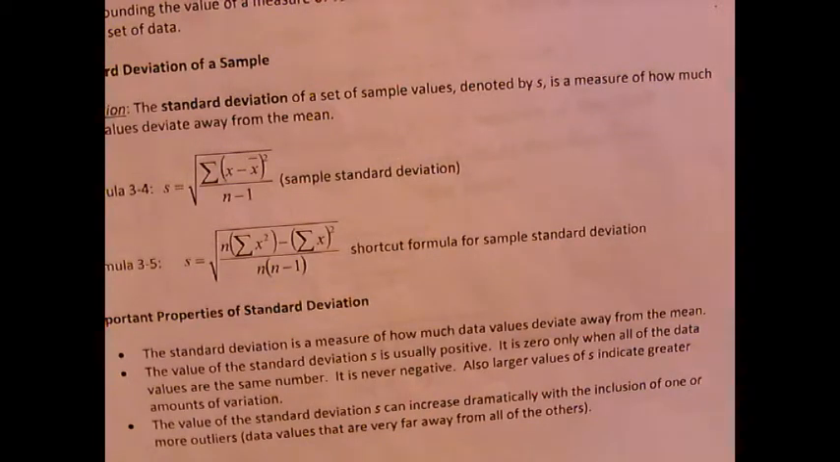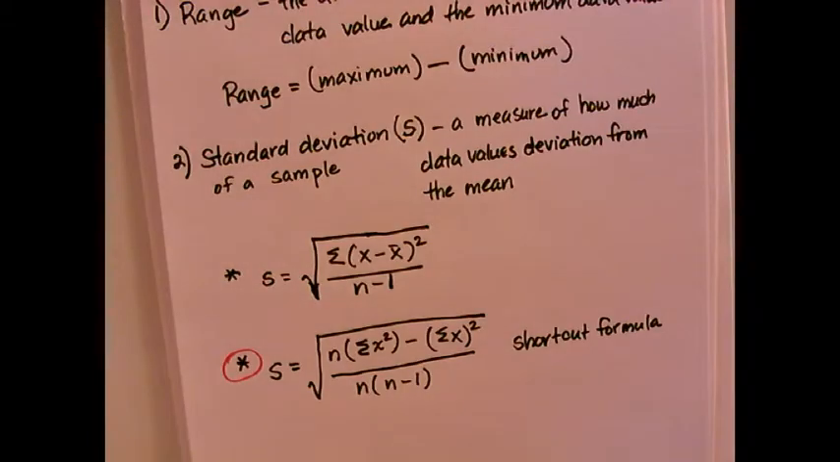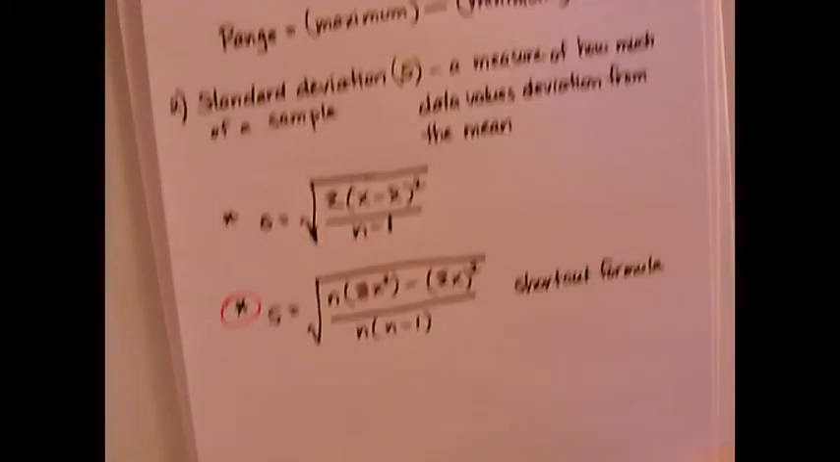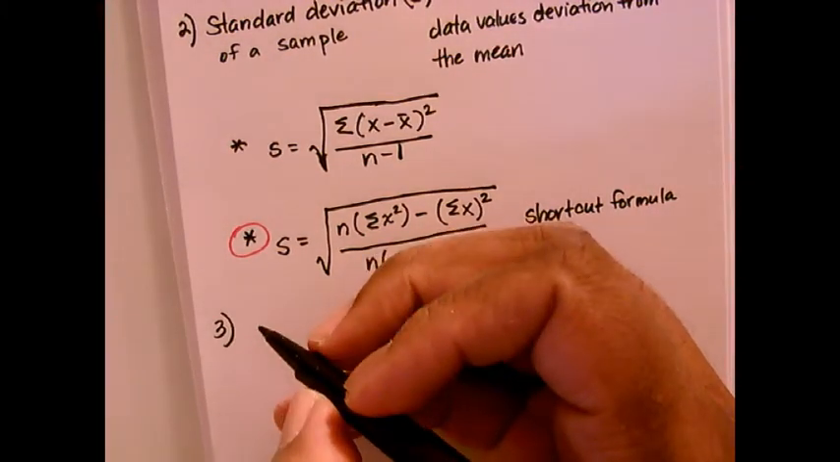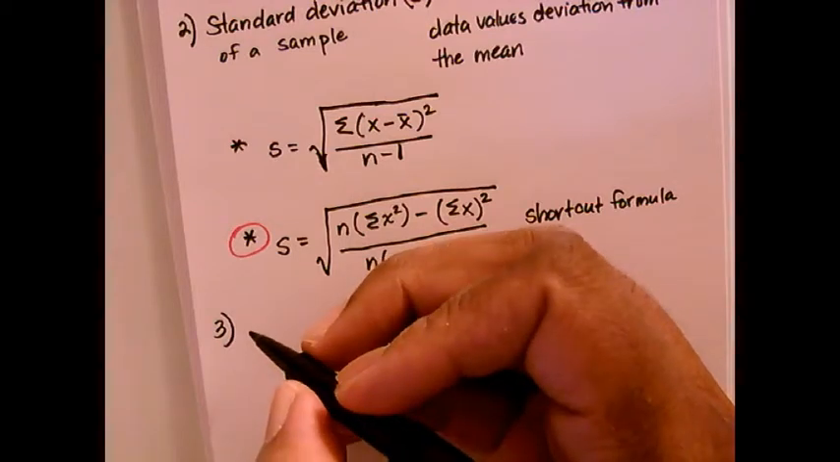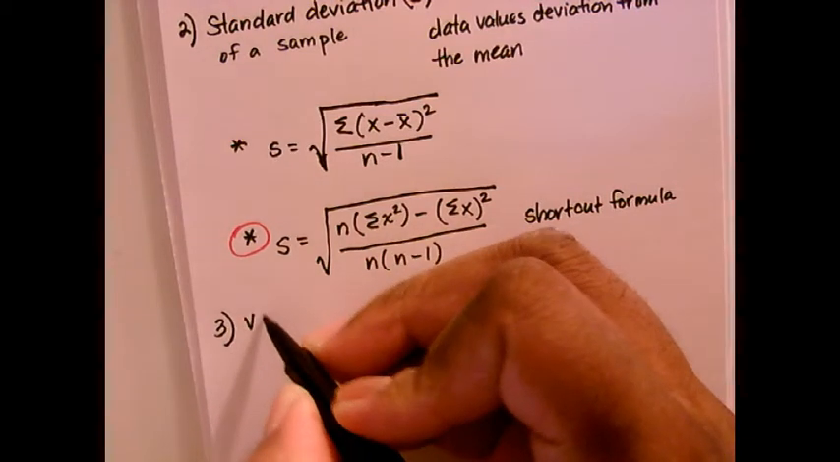The value of the standard deviation can also increase dramatically when you include one or more outliers. Outliers, by the way, are those data values that are very far away from the others in that set of data. Okay, so those are just some properties of a standard deviation. Now the third one is the variance.